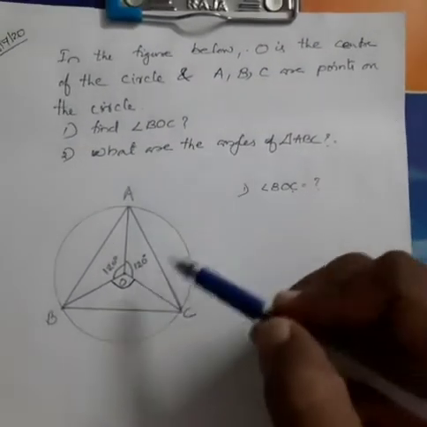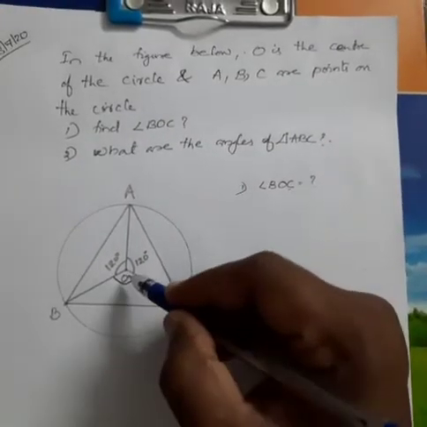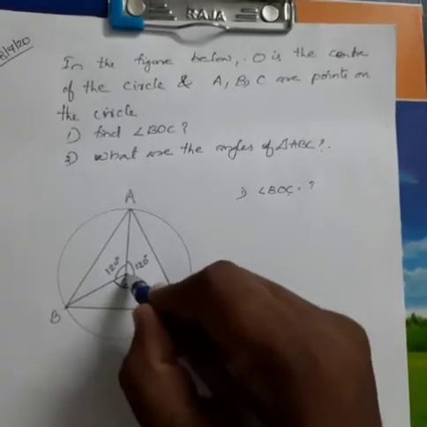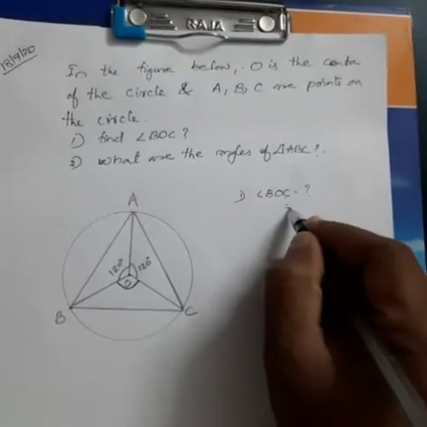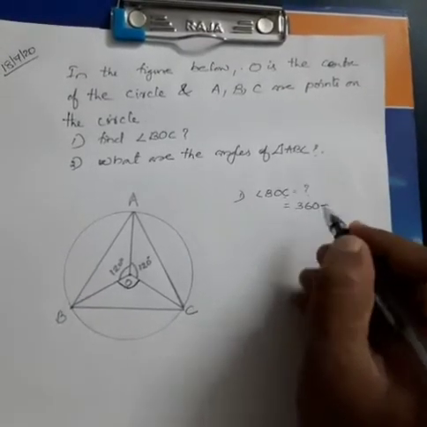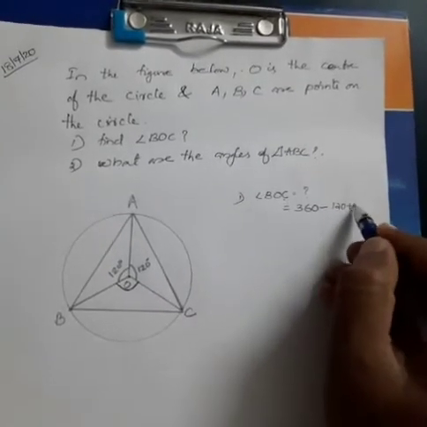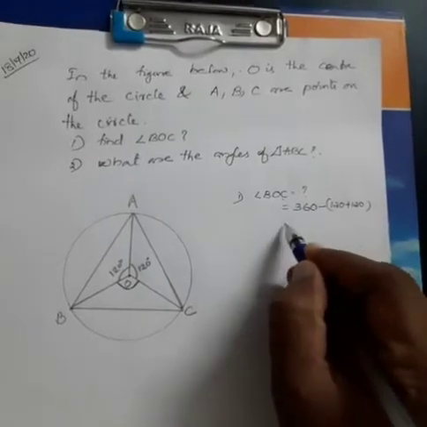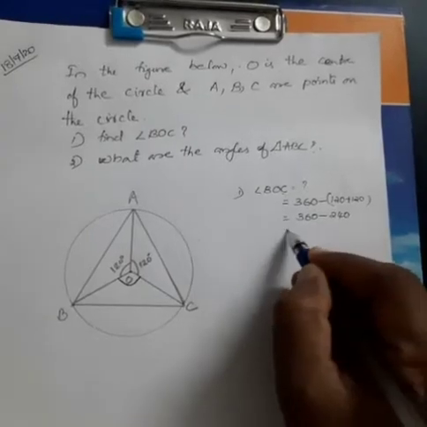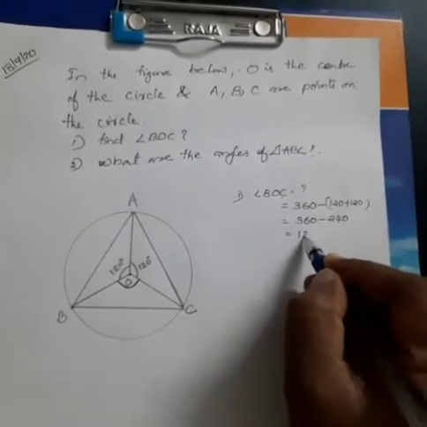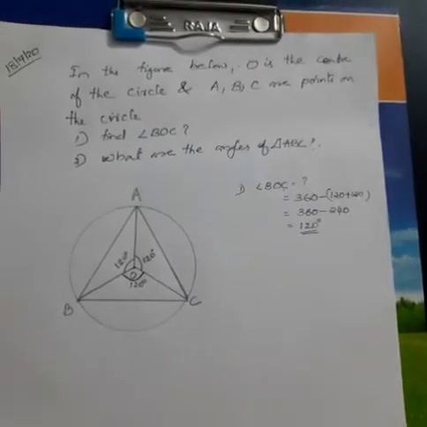See the first question, you have to find out this angle. You know, what is the angle around one point? Total angle is 360. So angle BOC is equal to 360 minus the other two angles that are given. So 120 plus 120, how much? 360 minus 120 plus 120 is 240. How much will you get? You will get 120 degrees again.